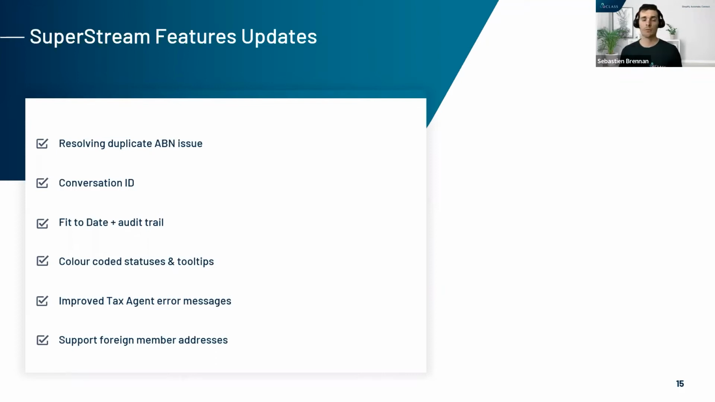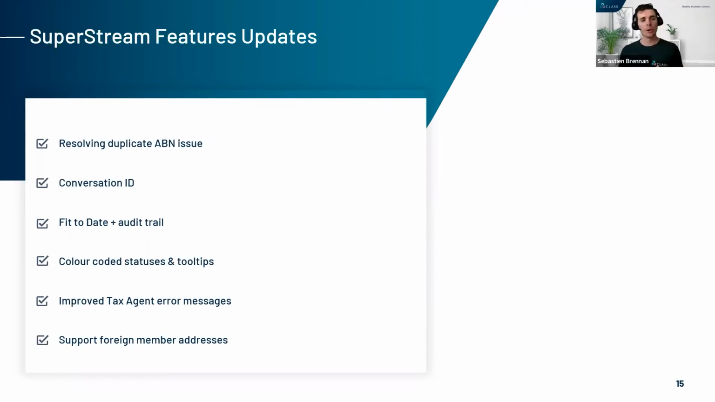We've introduced a fit to date button in the match transaction screen, and just this week, we've updated the audit trail for that fit to date in the browse events screen. We've introduced color coding for our statuses in the rollover and release authority console, as well as a tooltip. We've also enhanced the tax agent error messages.